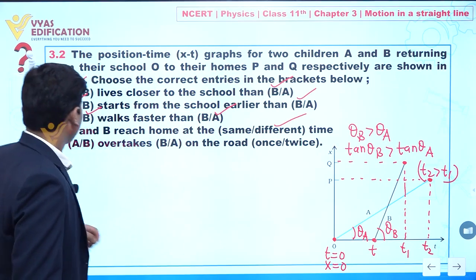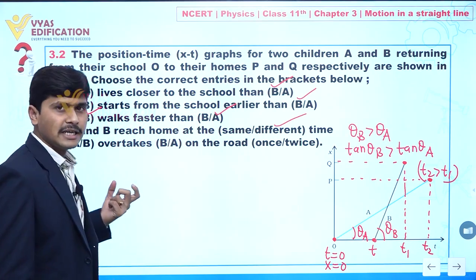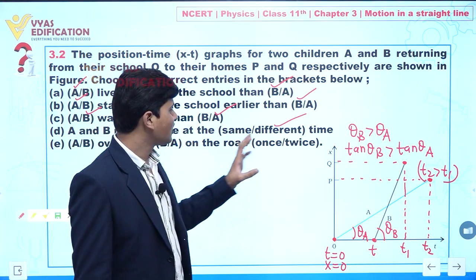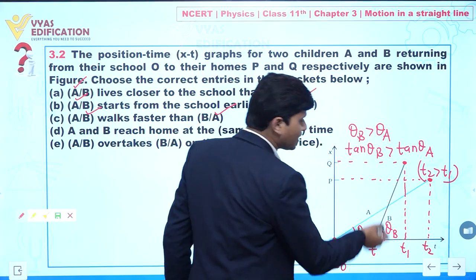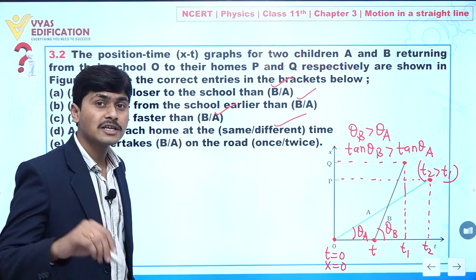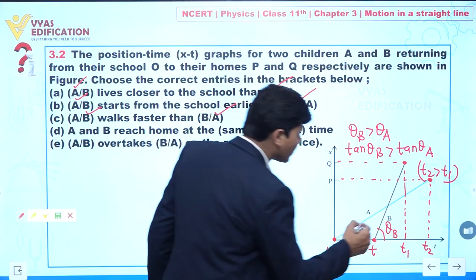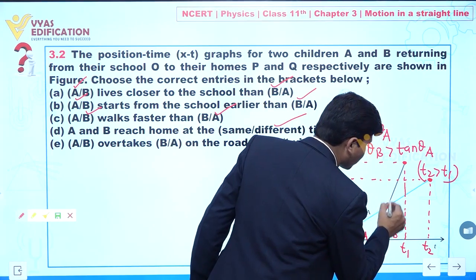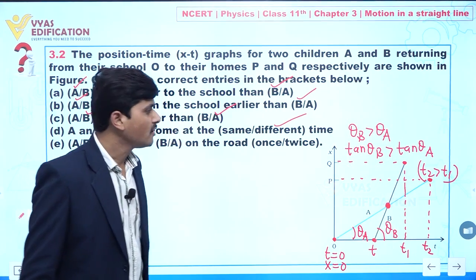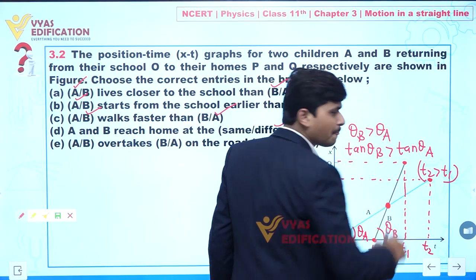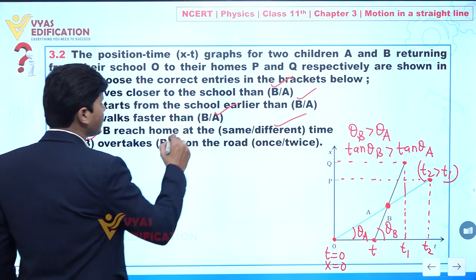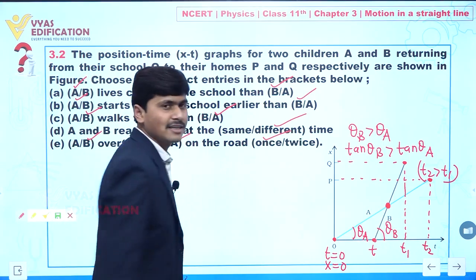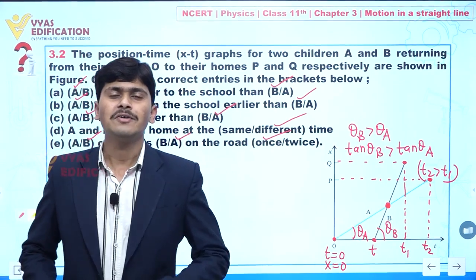Clear? Now if we talk about part number E, overtakes on the road. Clear? Now definitely we can say A started earlier than B, but B is moving faster compared to A. It means B overtakes A at a single point during the journey. Clear? And it reaches before A. Yes or no? It means B overtakes A on the road once. Clear to everyone? So this is all about this question.